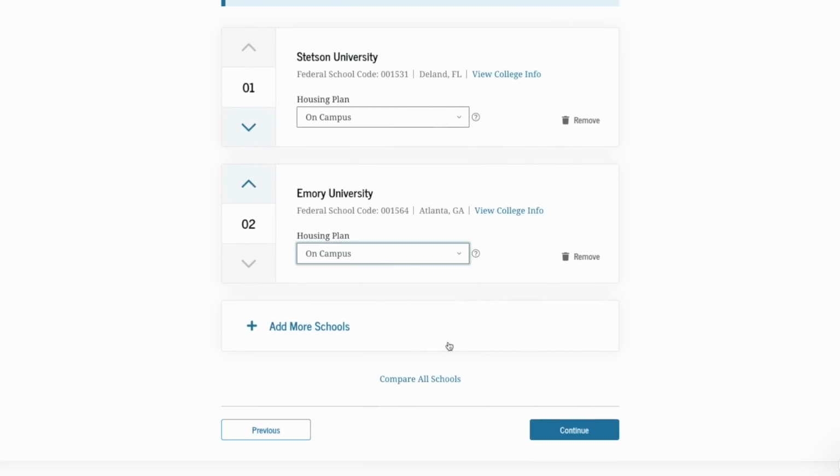Now, remember, you can add up to 10 schools at this point, and once you've hit 10 schools, you're going to be asked to continue.